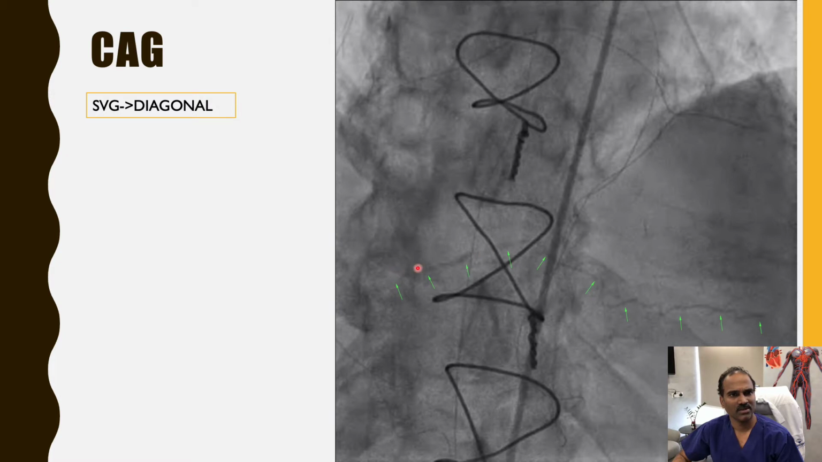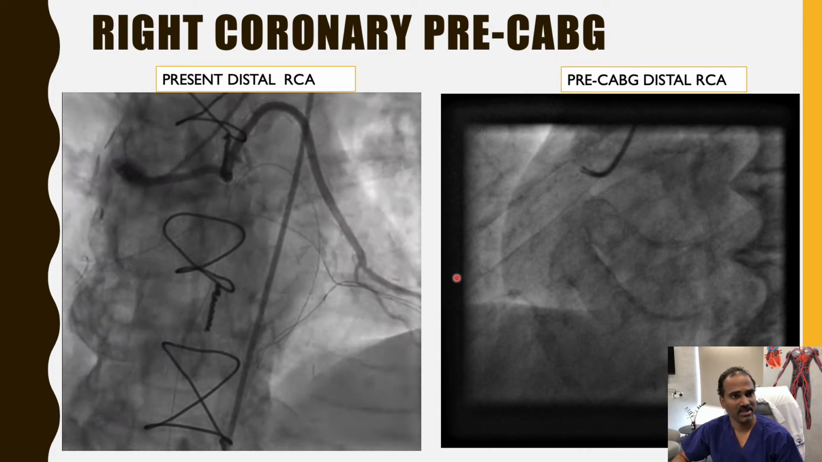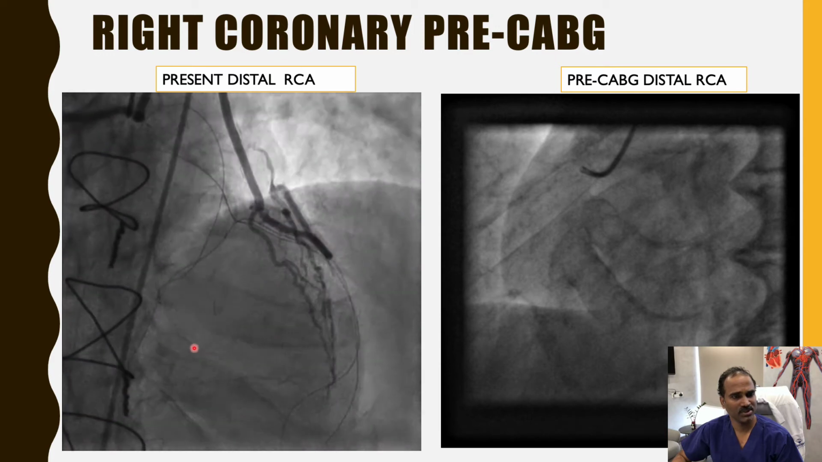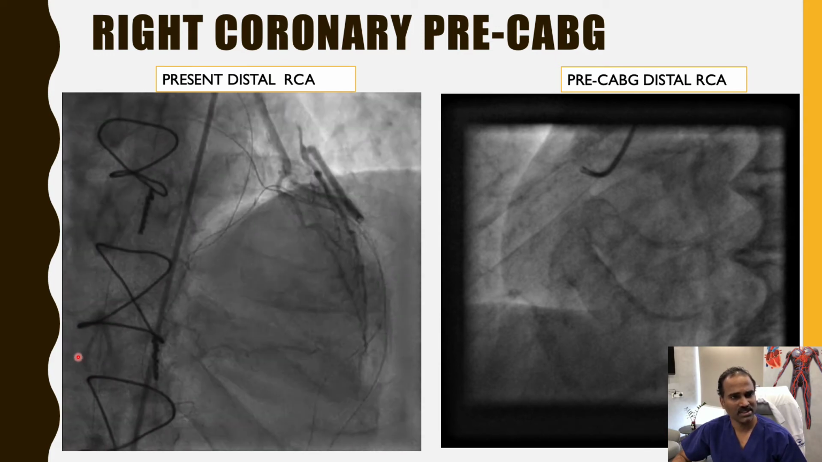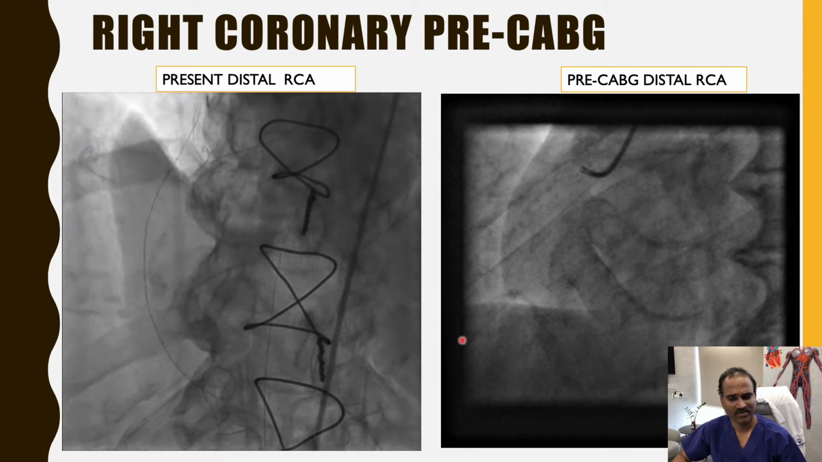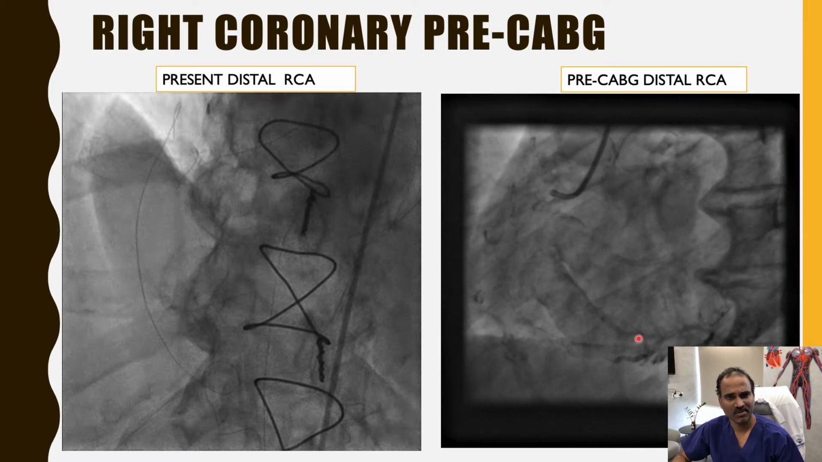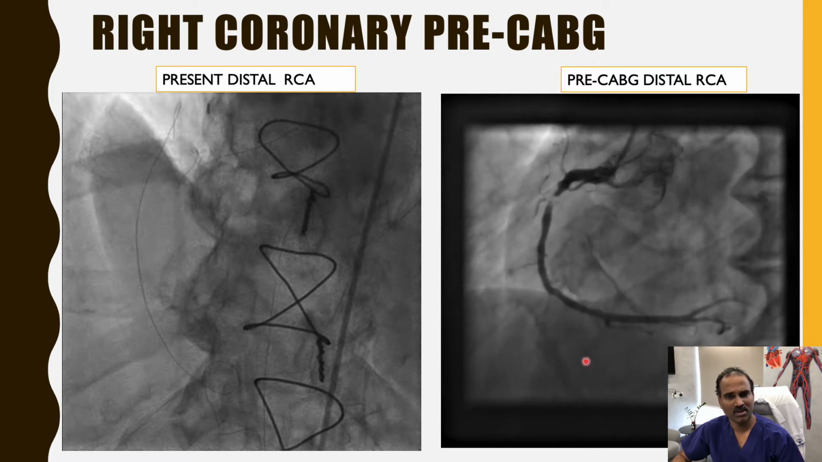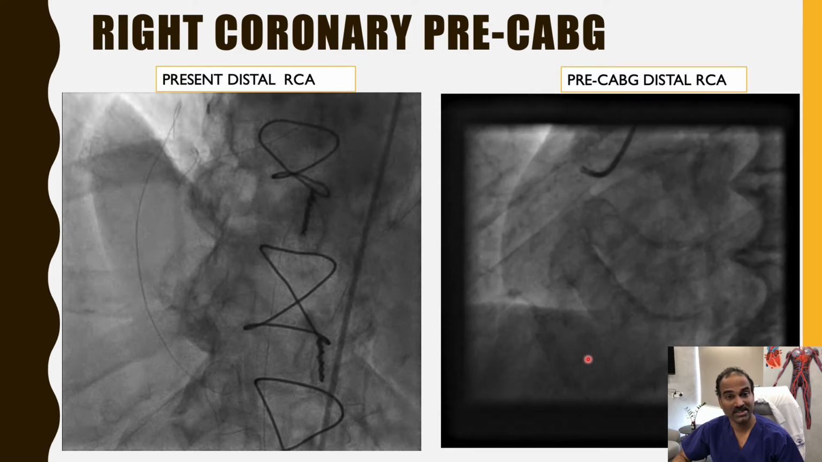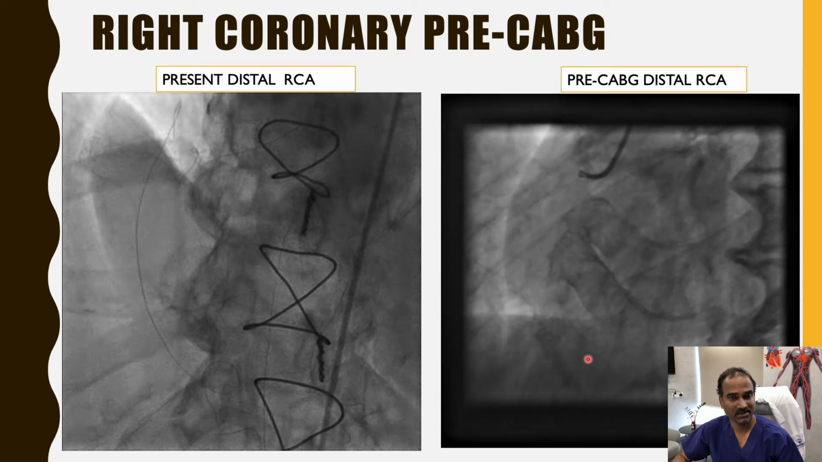Yeah, this is right coronary artery. So coming to the right coronary artery distal vessel size, we can appreciate it in a post-CABG injection. This is the distal vessel size, but we can compare it with the pre-CABG. You can see here, it's a very big vessel with almost four branches, including PDA. So that says it's a significant territory.